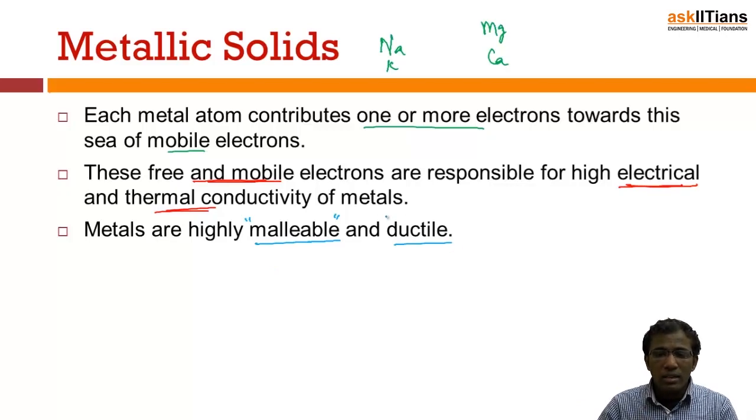And ductile is the ability of a material to form thin wires. If you take copper wires, very thin wires can be made from copper, because copper is ductile. Similarly, some other metals have the capability of being transformed into thin wires. So ductile is the ability of a material to form wires, and malleability is the ability of a material to form thin sheets. Metals are highly malleable and ductile.